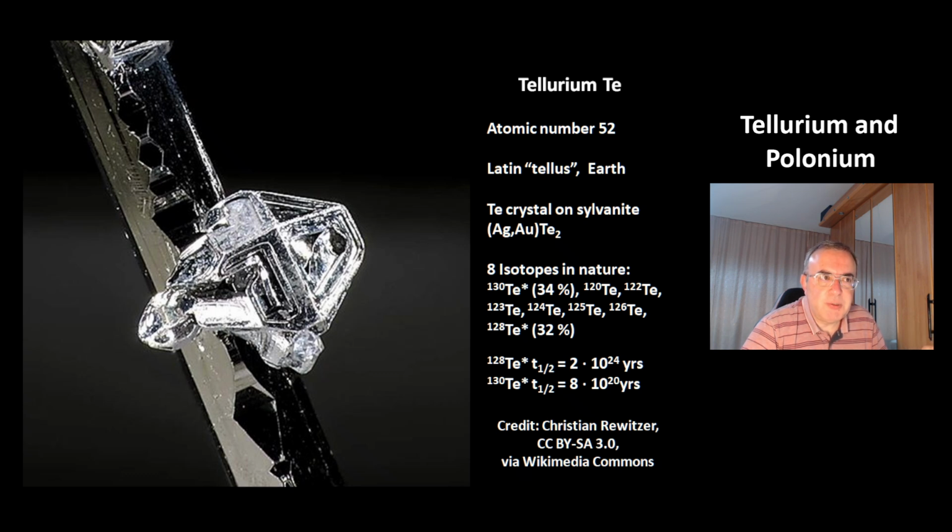Atomic number is 52. There are 8 isotopes in nature. Most common isotopes are the radioactive isotopes 130 with 54% and 128. The isotope 128 has a half-life of 2 times 10 to the 24 years, and 130 has a half-life of 8 times 10 to the 20 years.